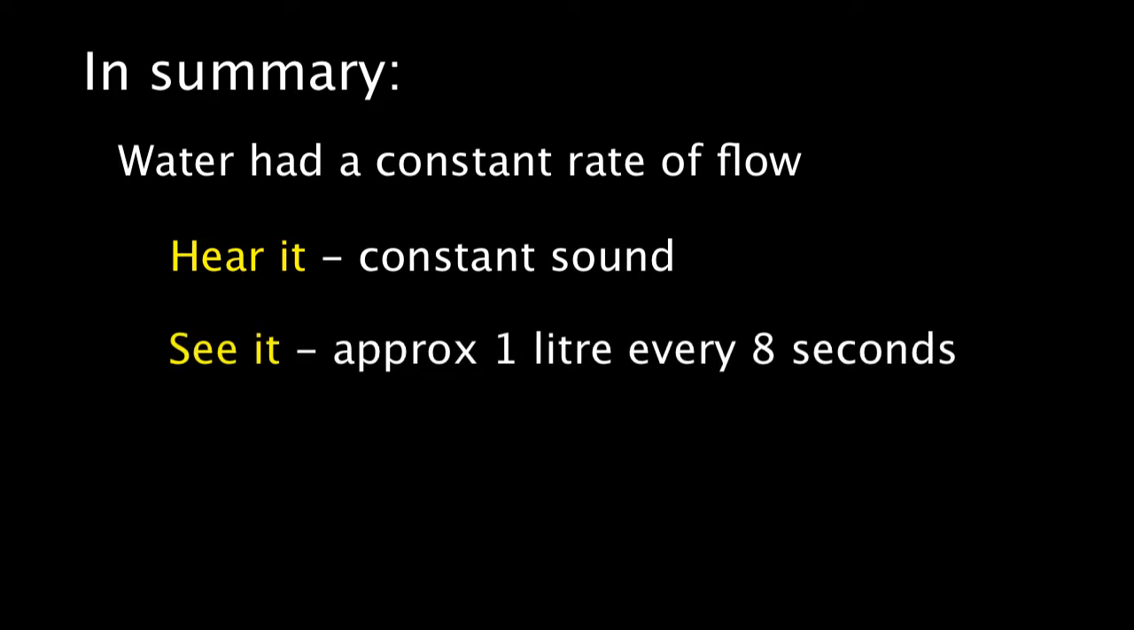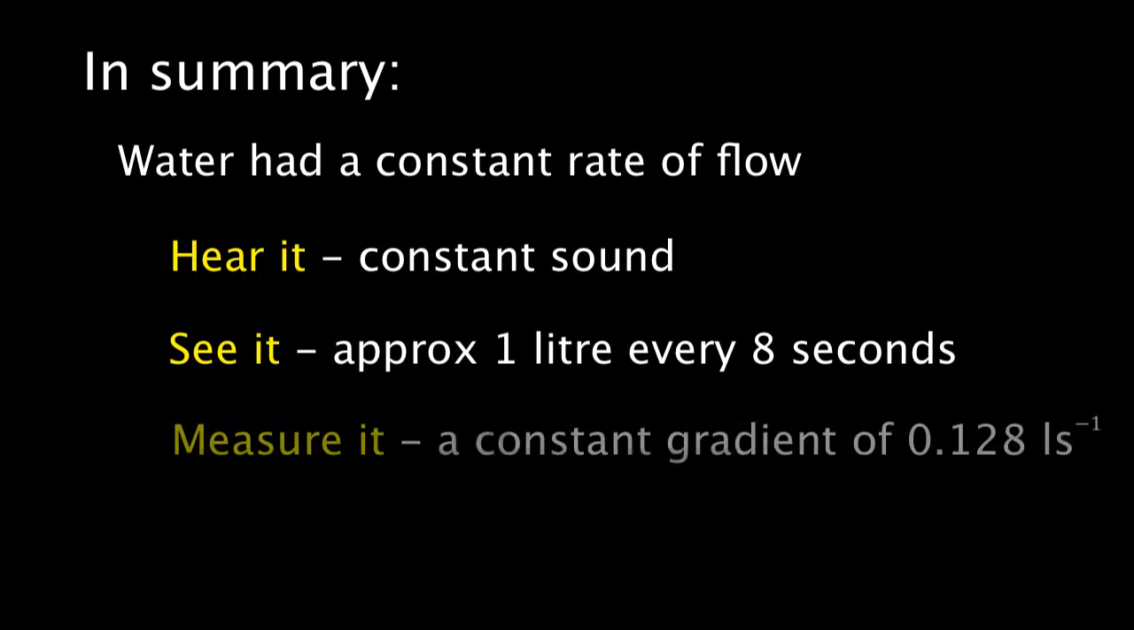So I am now convinced that the rate of flow of the water into the jug is approximately constant. We could hear it as a constant noise, see it through the 1 litre in every 8 seconds observation, and measure it by calculating the gradient of the least squares line, which gave us 0.128 litres per second.